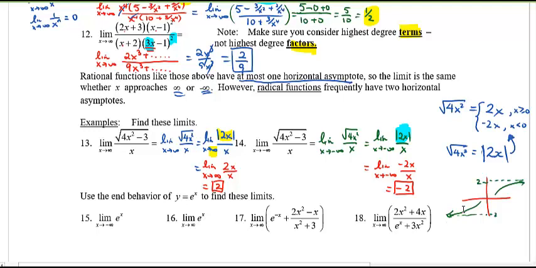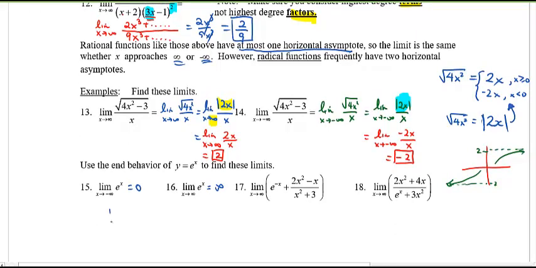If you said for 15 that this equals 0, I'm happy. If you said this equals infinity, I'm happy. Because e to the x is this particular function. And yes, the limit as x approaches negative infinity is getting closer to 0, and at positive infinity, going to infinity. Awesome. Knowing that, can you hopefully figure out the limit for number 17?